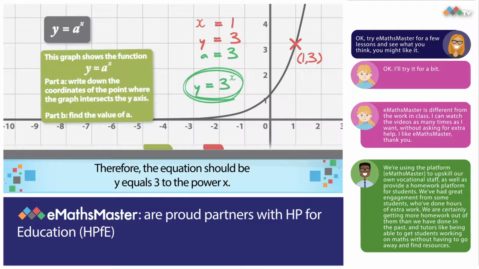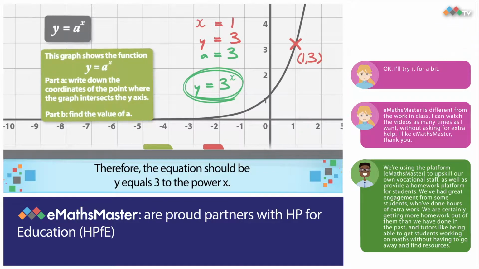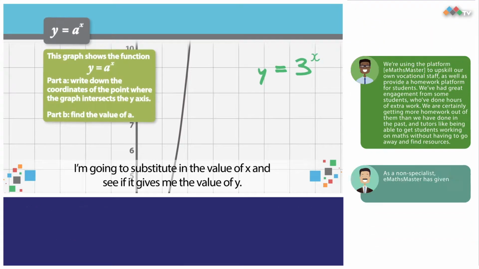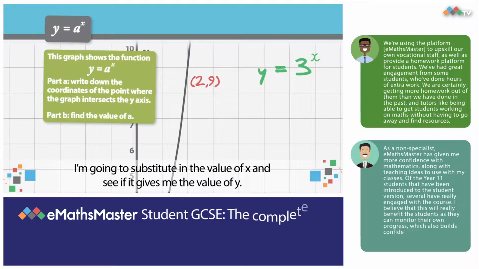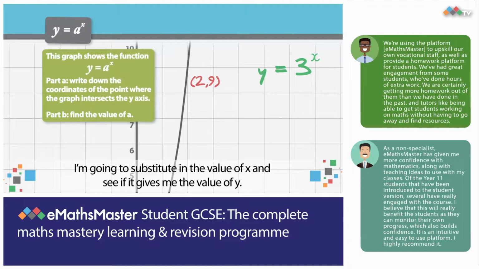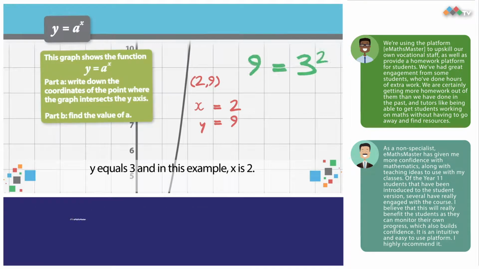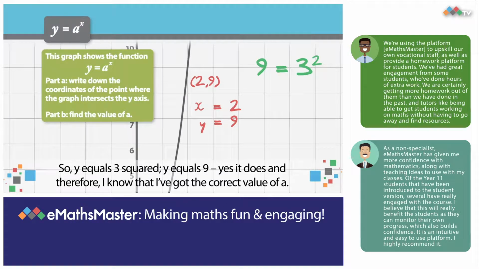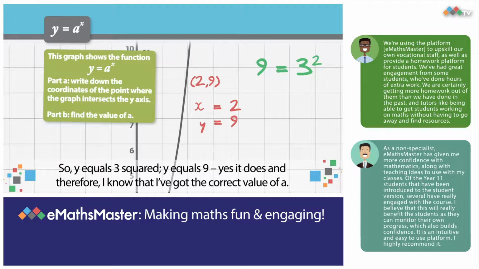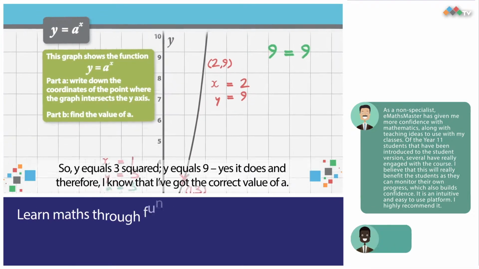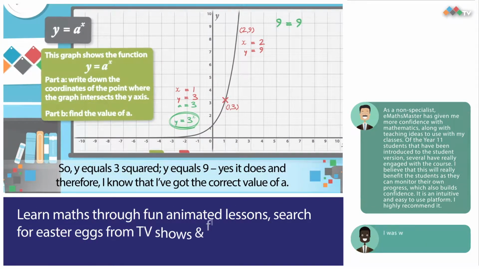Therefore, the equation should be y equals 3 to the power x. I'm going to substitute in the value of x and see if it gives me the value of y. Y equals 3, and in this example, x is 2. So y equals 3 squared. Y equals 9. Yes, it does, and therefore I know that I've got the correct value of a.